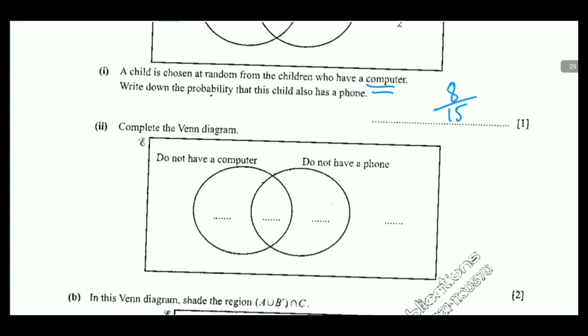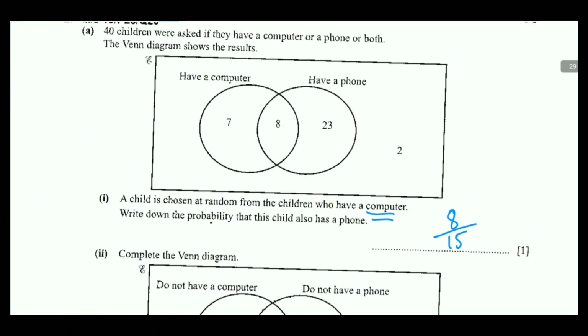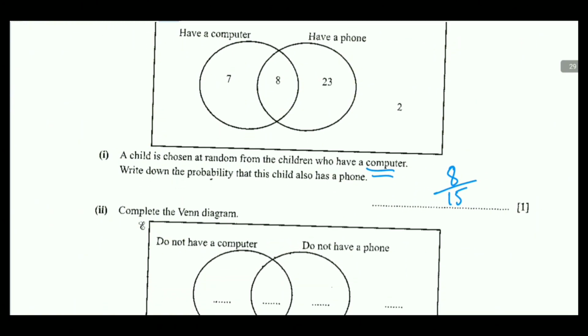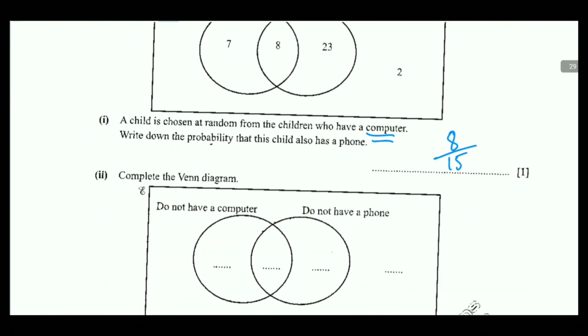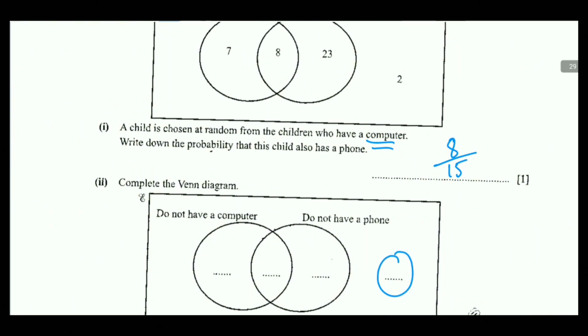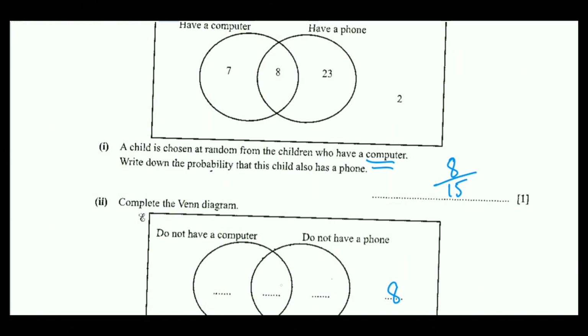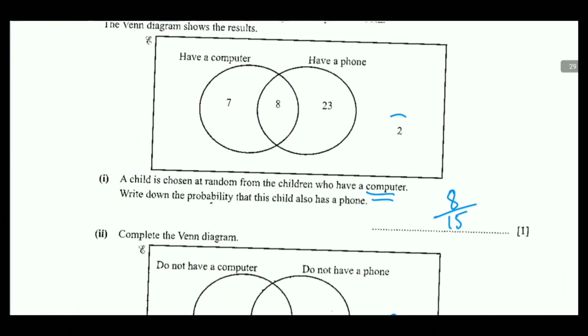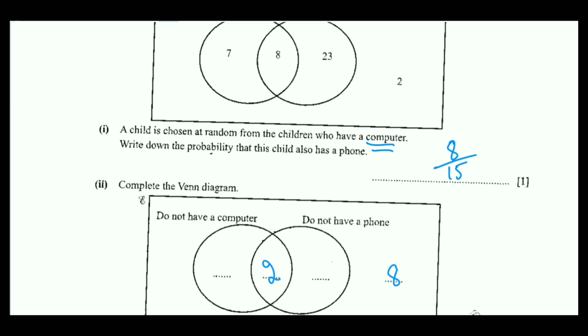Complete the Venn diagram. Do not have a computer. Now this is opposite to the above figure. Do not have a computer, do not have a phone, and what do we have to write now here? We have to write here the numbers that have both. It means that we have to write here 8, and in between we have to write the figure that don't have both. So 2 are the students that don't have both. 2 will be in between.